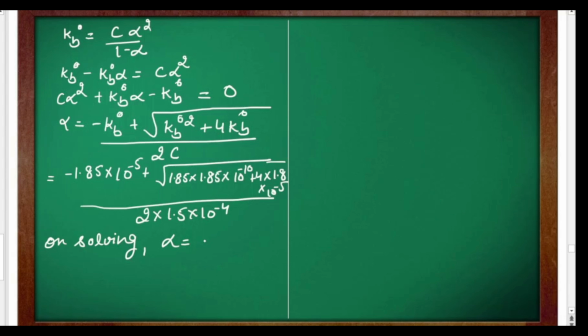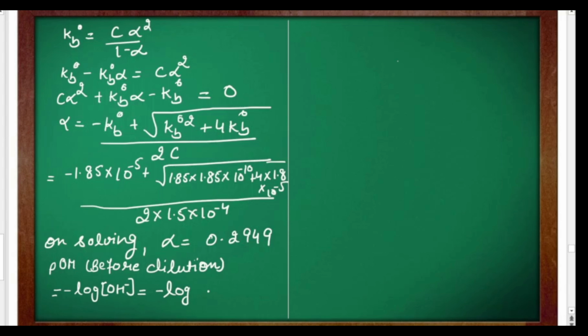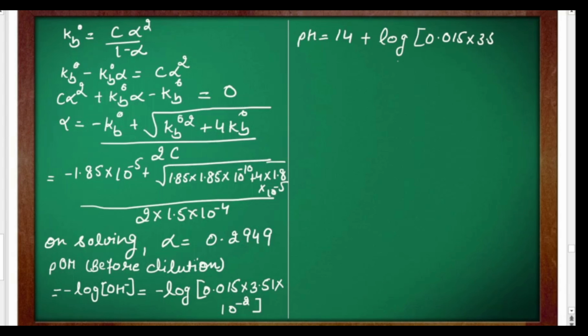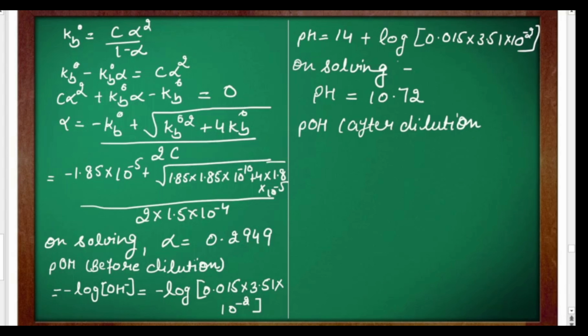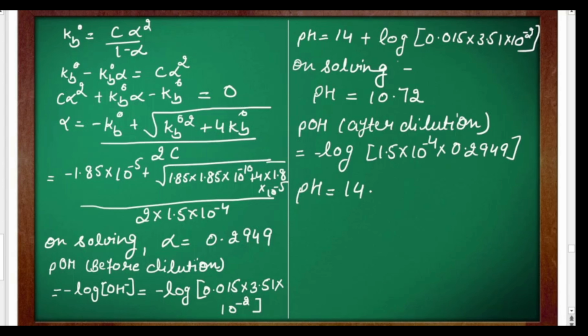Now we know the value of alpha, we can calculate hydroxide ion concentration, which is C into alpha. pOH value is minus log of hydroxide ion concentration. After knowing pOH value, we can find out pH, which is 14 minus pOH. On solving, pH value before dilution is 10.72. pH value after dilution is 14 plus log of 0.2949 multiplied by 0.00015. On solving, pH value is 10.35.